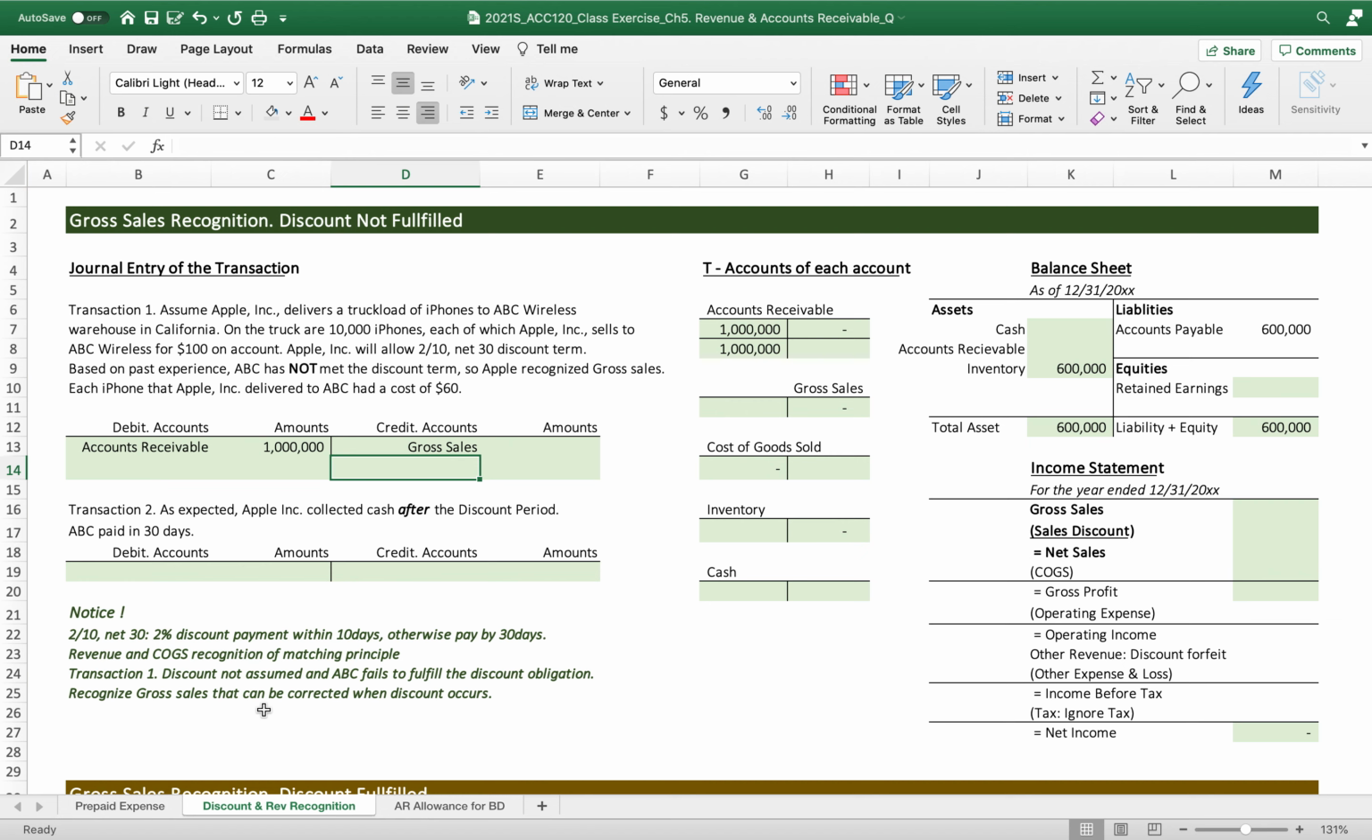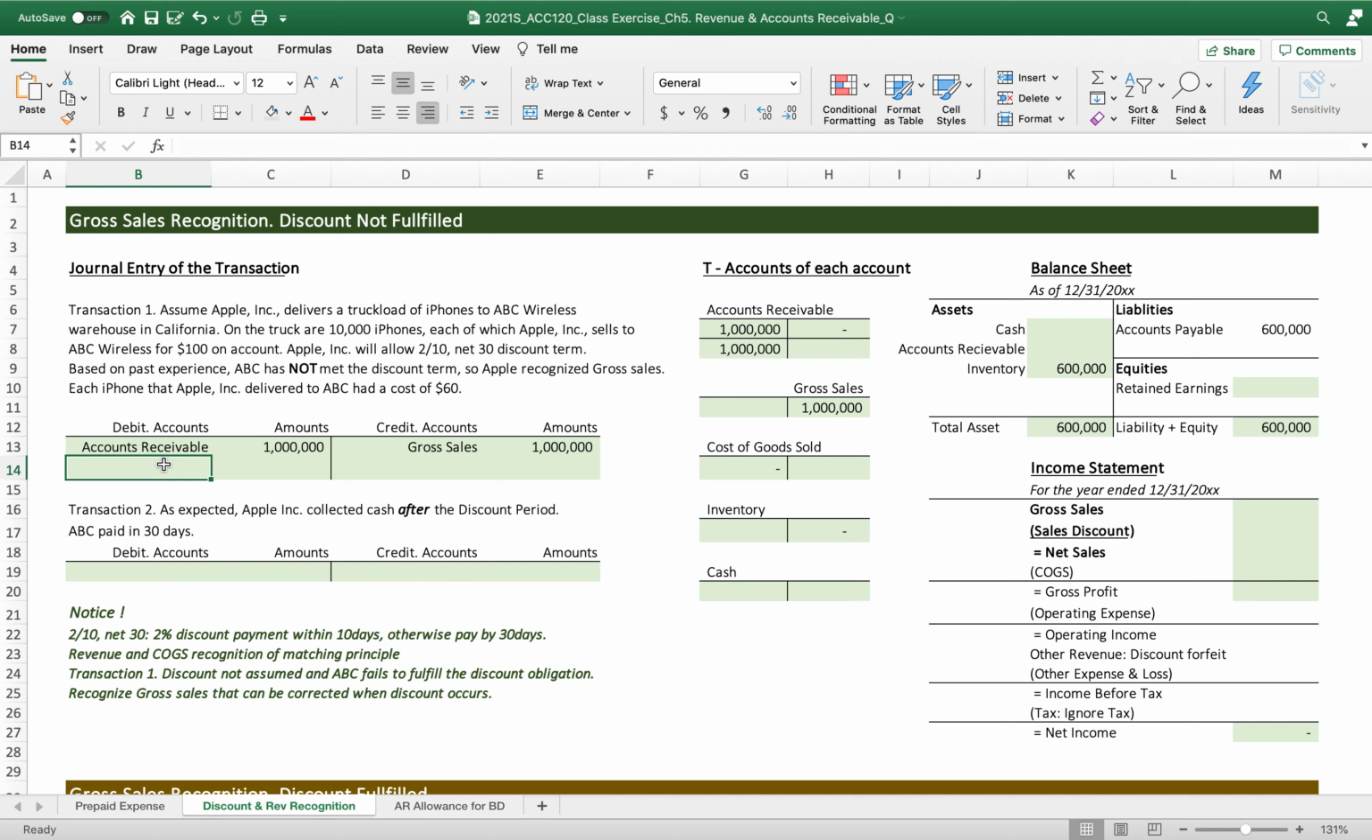Apple Inc. should recognize gross sales, in case ABC Wireless pays within 10 days so that they can get the 2% discount, because it doesn't have enough past information related to the discount. So the gross sales is $1 million.